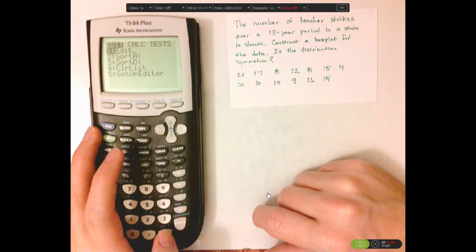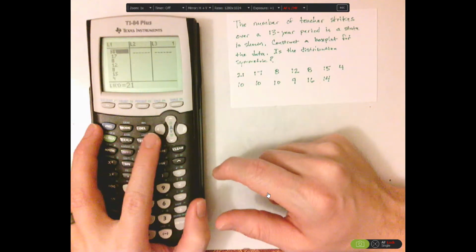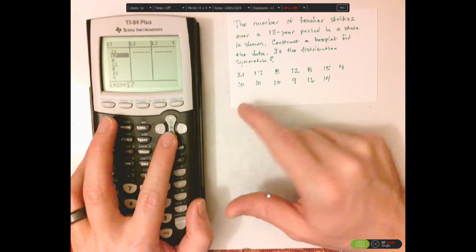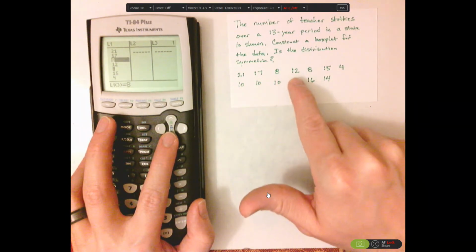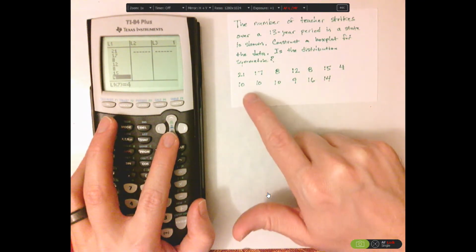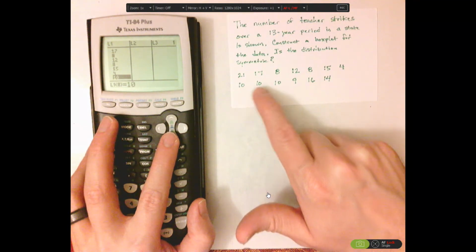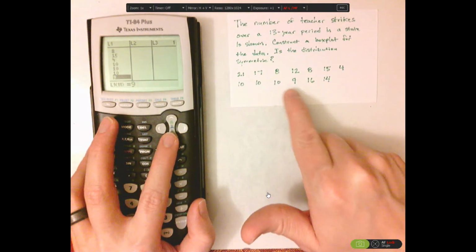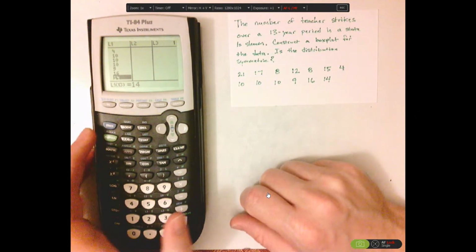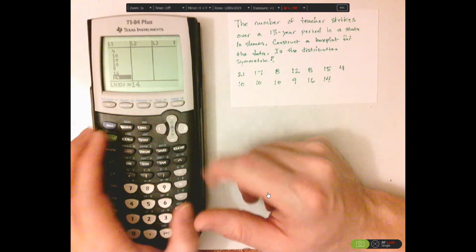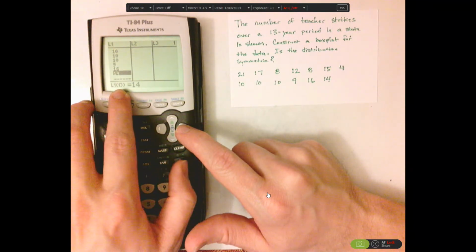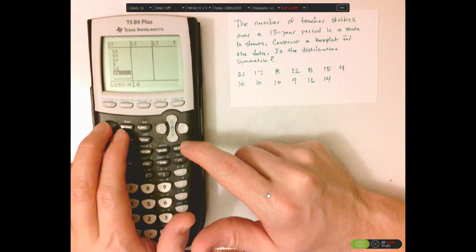So you go to Stat, and then go to Edit. You're going to type that in a list, and look, it's already done for us. 21, let's just check these: 21, 17, 8, 12, another 8, 15, 4, that was a nice year, 10, 10, 10, 9, 16, and then 14. All right, so then I'm going to exit out of that, and you can tell it's the 13th one by that number inside the parentheses.